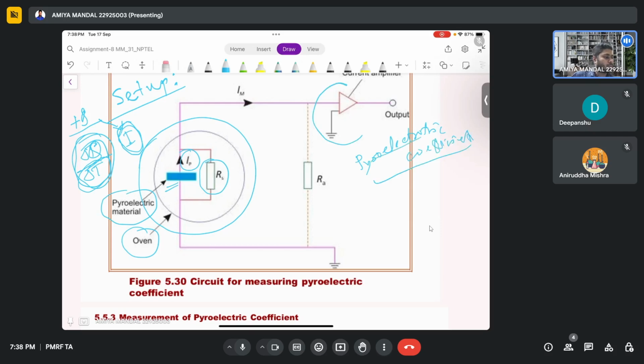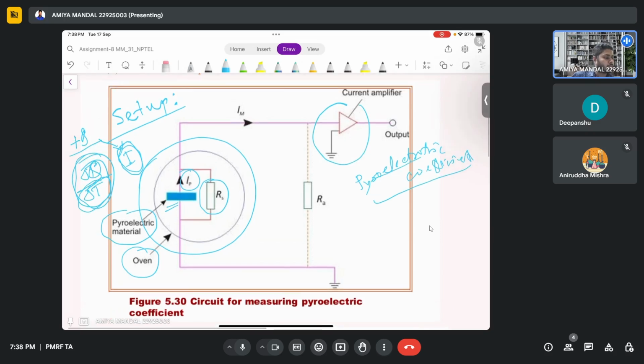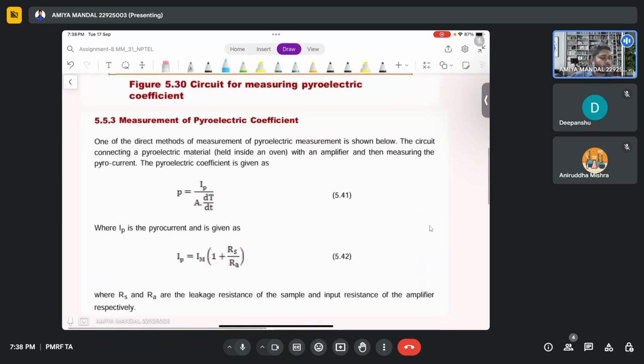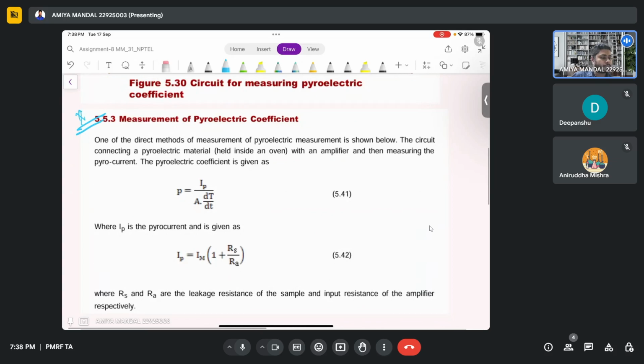So this is the output circuit where the current amplifier and output signals are generated. This is the IM, and here a resistance is also grounded with this. So how are pyroelectric coefficients measured? The pyroelectric coefficient is nothing but IP by A into dT/dt, the change of temperature, the time dependent temperature.